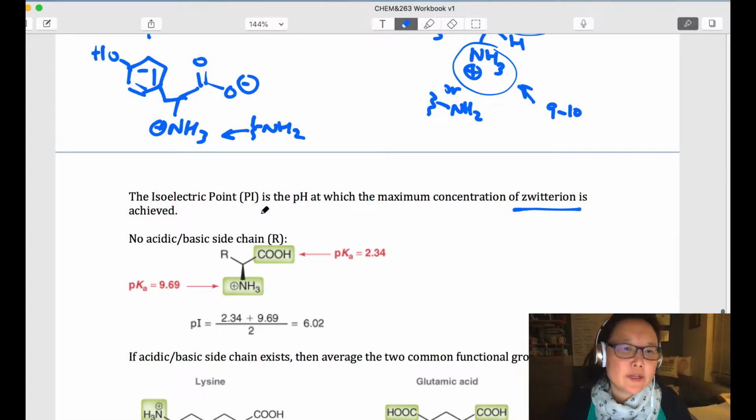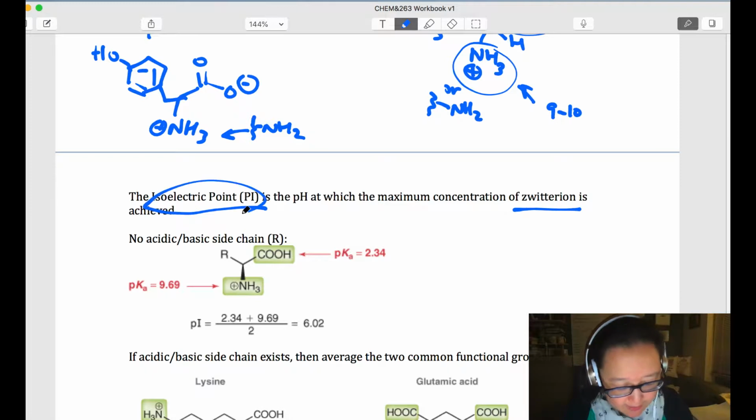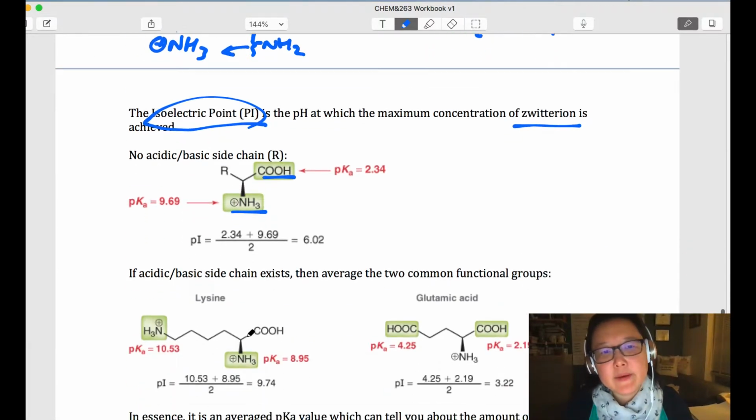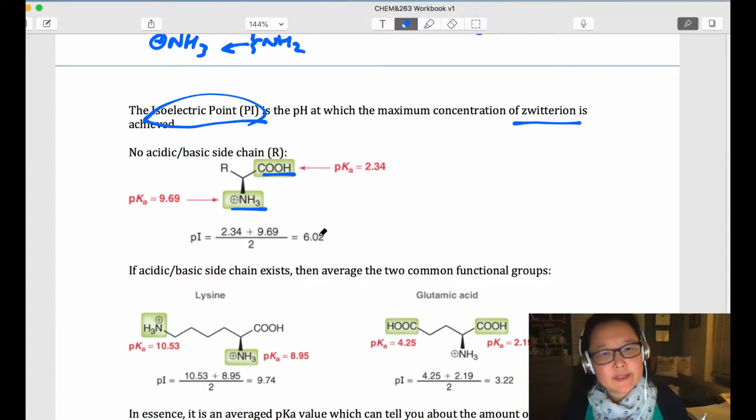So in order to get to that pH, we do a calculation for the pI. Okay, so the pI calculation is: what pH do I need to get the most zwitterion? To get that number, it's usually pretty easy. You take the basic site and the acidic site, take the pKa's of those, and divide by 2. And you'll see most of the pIs are, as long as there's no other acidic side chain, going to be 6 or 7, right? Because you have a pKa of 2 or 3 and 9 to 10, so the average of all that.